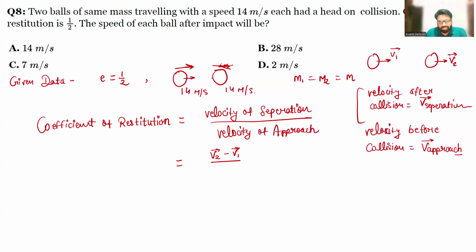Look, these two balls are approaching towards each other. Okay. So we can say the velocities, which are 14 meter per second and 14 meter per second, are opposite in direction, and opposite direction velocities will always add up. So it will become 28 meter per second. 14 minus minus 14 will be 28, and this e is 1 by 2 given to us. So this will give you 14. So V2 minus V1 is 14 meter per second. Okay, clear?